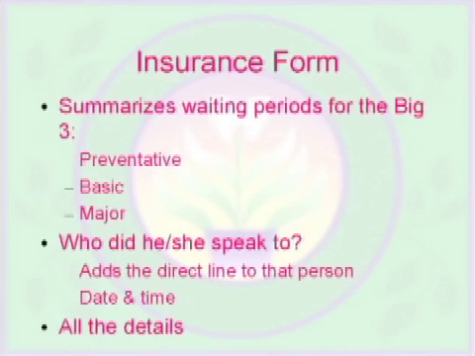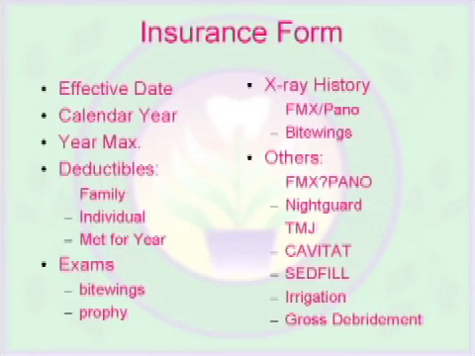So the insurance form summarizes waiting patient for the big three: preventative, basic, and major work. And who did he speak to, adds the direct line, date, time, all the details. And that's done every time she does it.